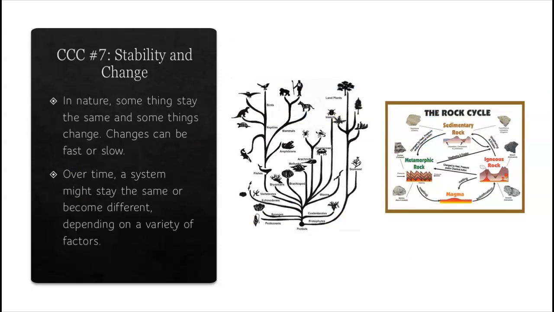Last, we have stability and change. In nature, some things stay the same and some things change. Changes can be fast or slow. So the rock cycle is how rocks change, sedimentary rock, metamorphic rock, igneous rock, how they change over time. That's a very slow process. Things might stay the same or become different depending on a variety of factors. So we've also got an evolutionary tree. These animals became different due to outside factors. Again, this is a very slow process.